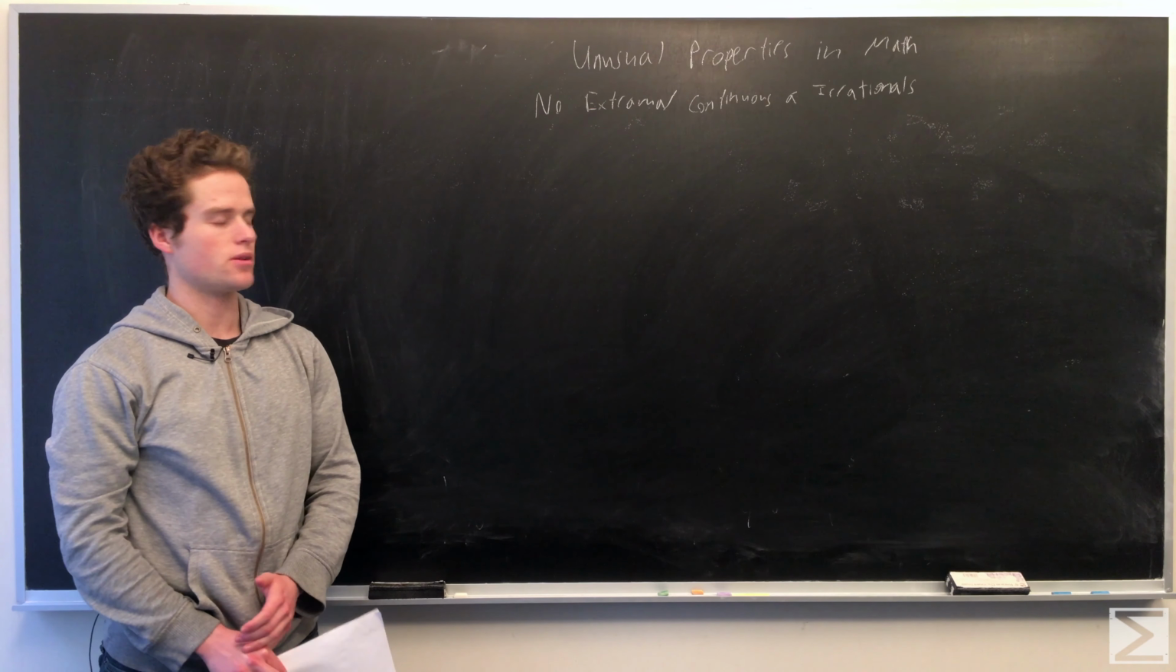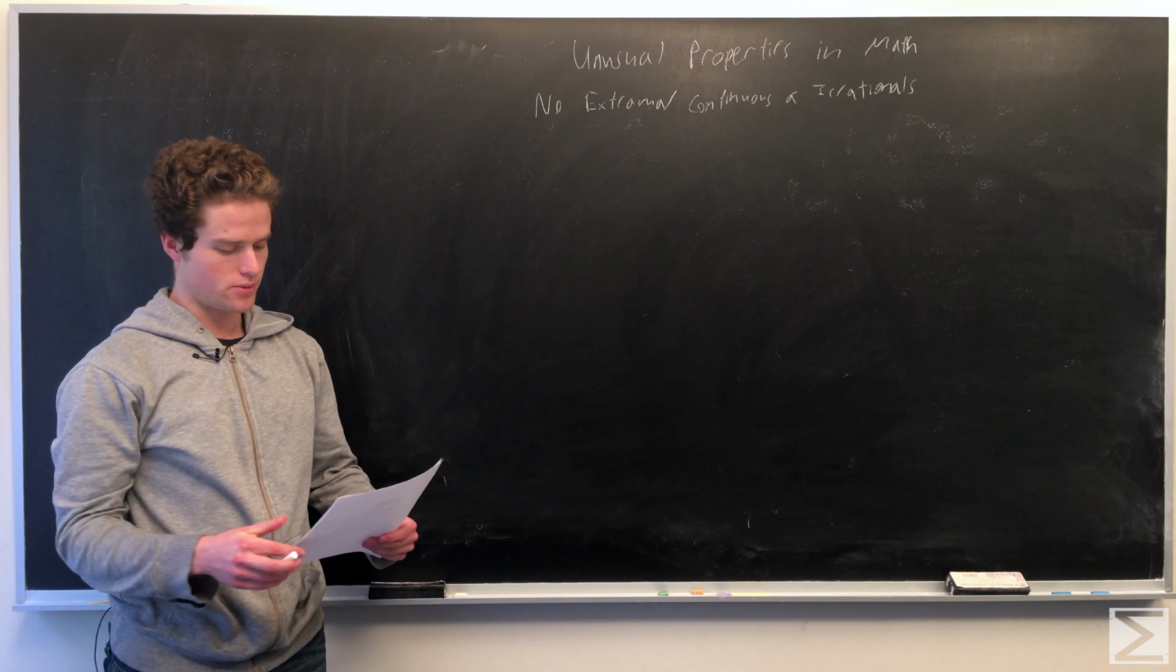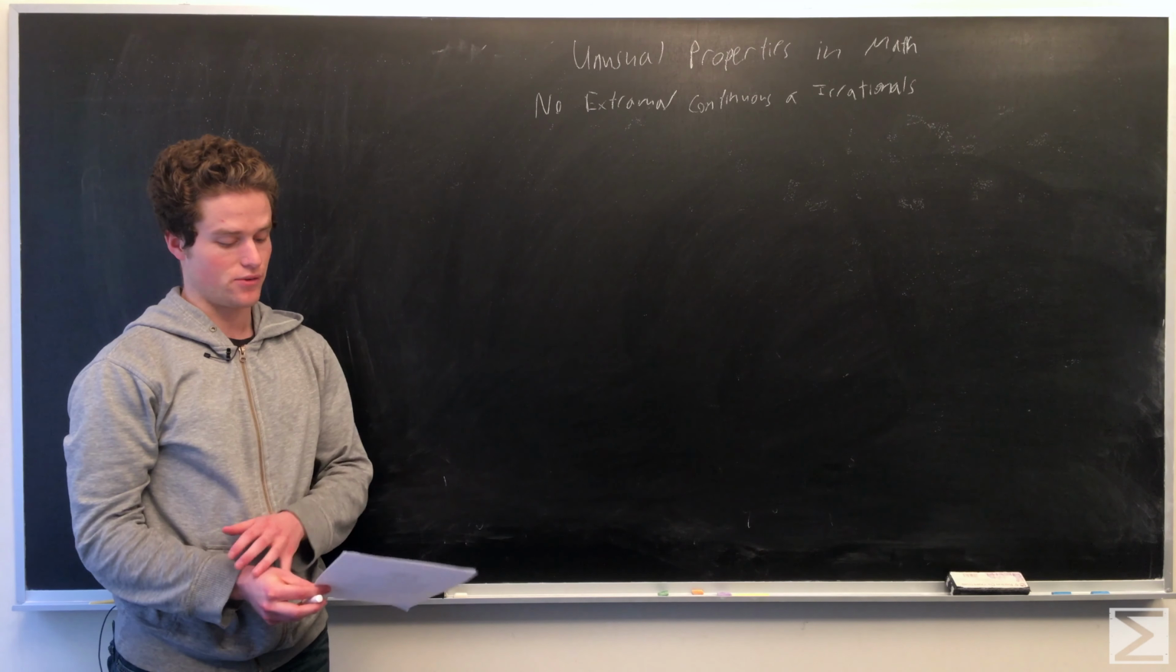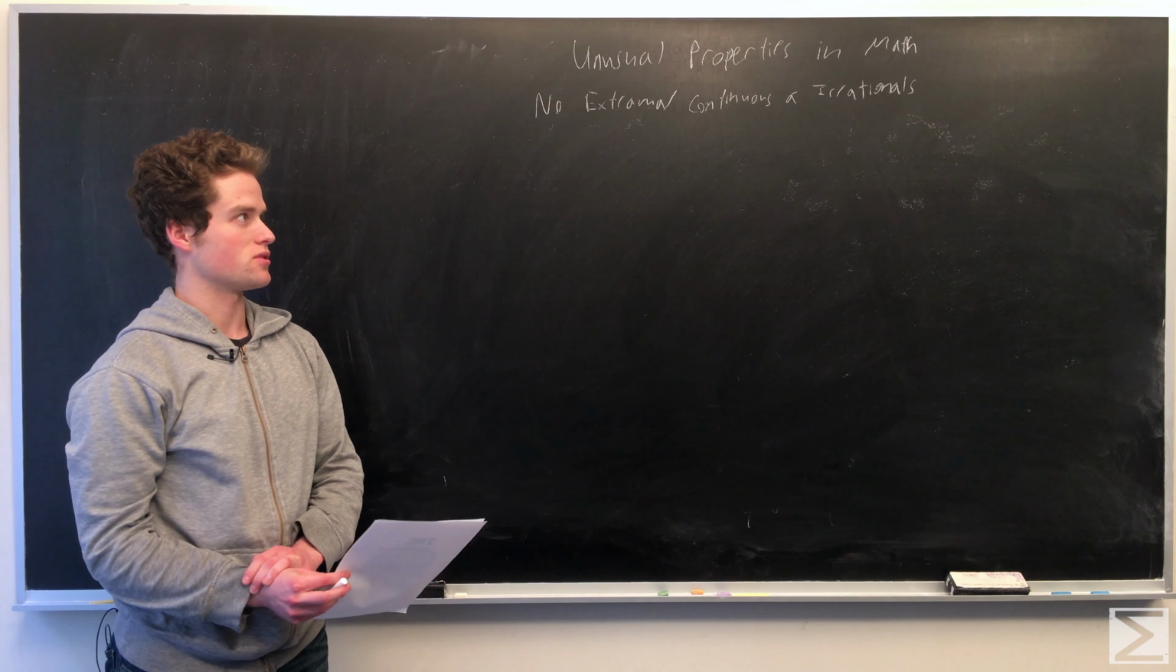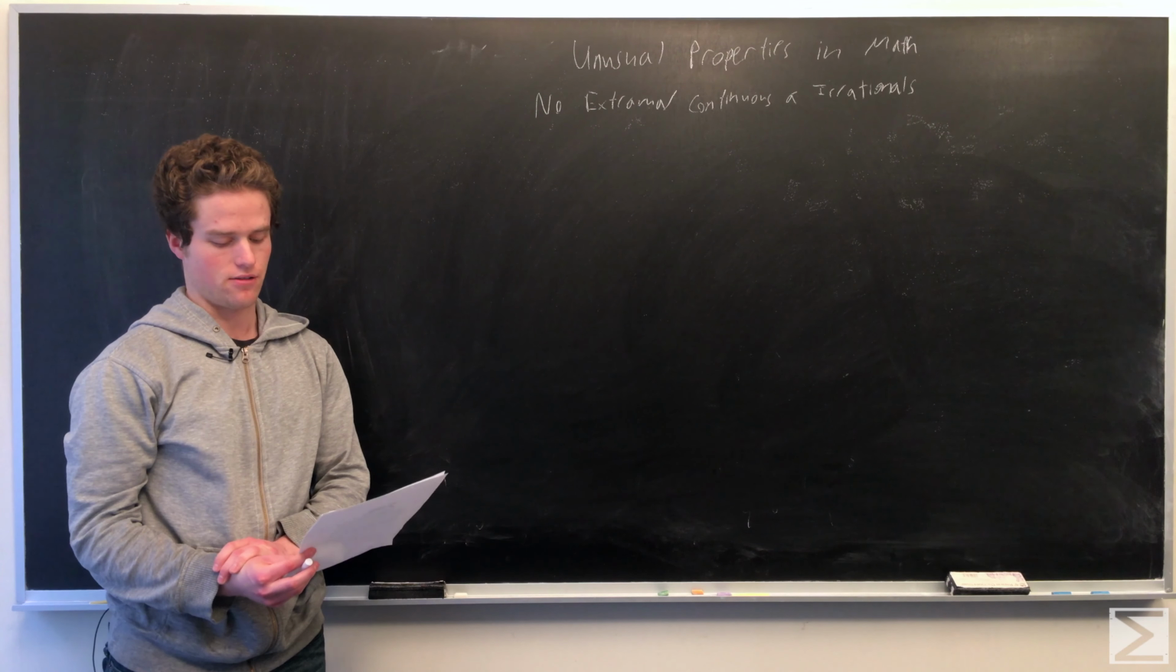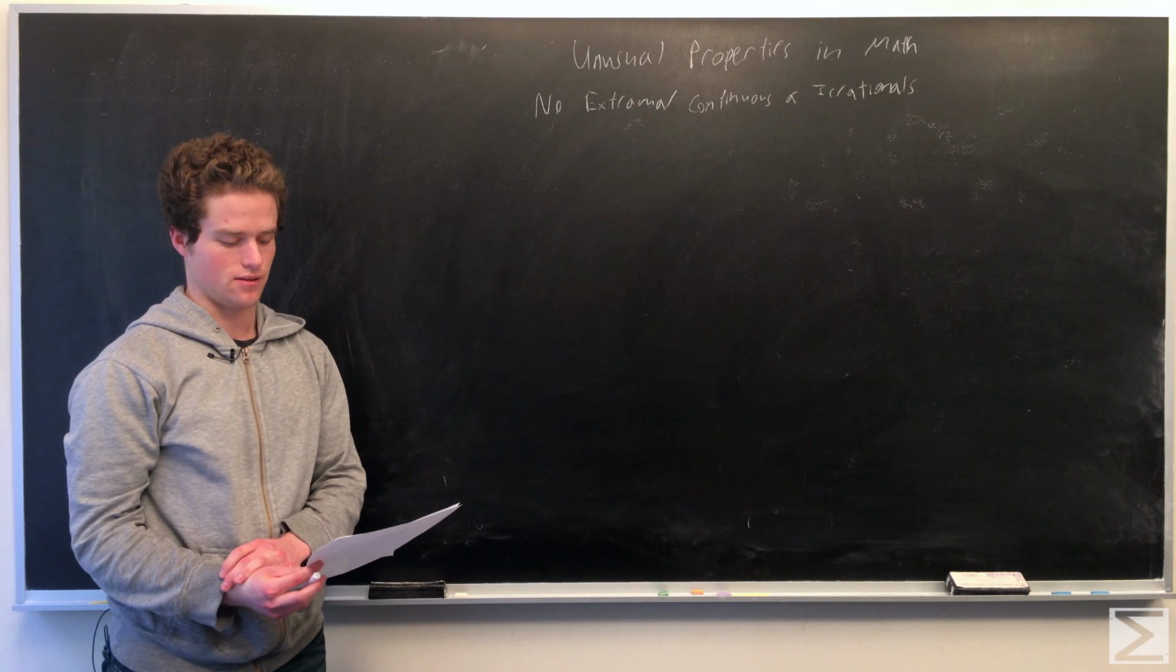Today we're going to talk about two examples: a bounded function having no relative extrema on a compact domain, and a function which is only continuous at the irrationals and discontinuous at the rationals.